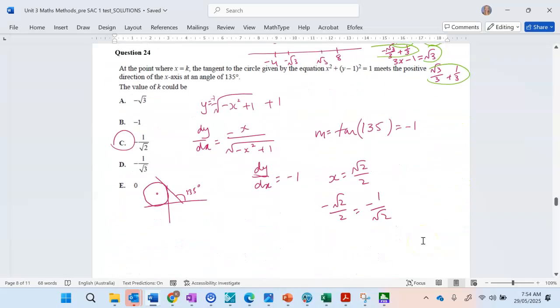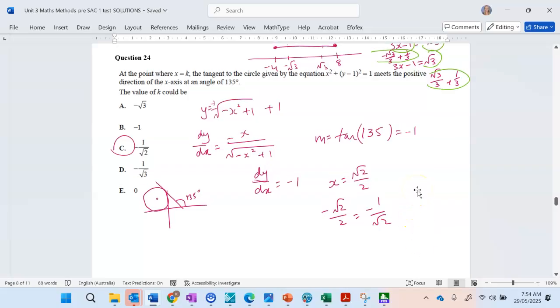Question 24 was also an NHT exam question. So this is the only time you will see angles in degrees. So you've got to make sure, if you're using your calculator, to put it in degrees. So tan of 135 is equal to -1. That means the gradient is equal to -1, which we've got here. Actually, I didn't go back and check this.